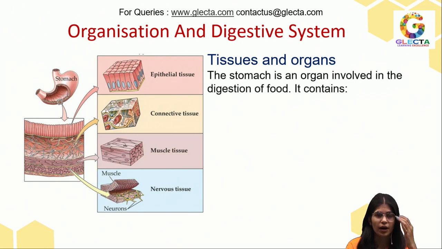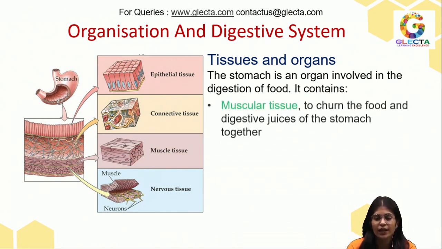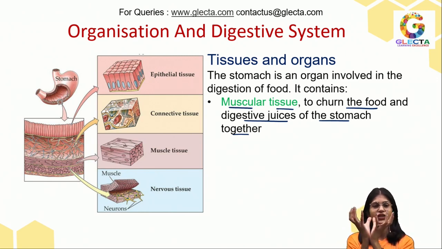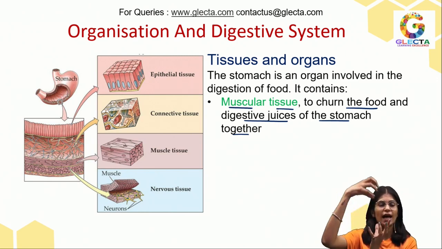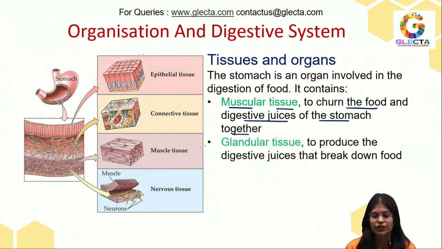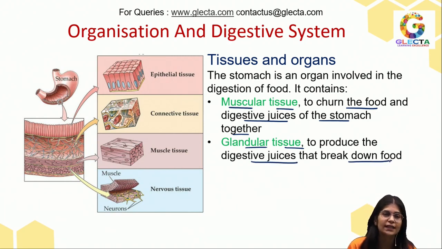Now coming to the stomach, because that's what this chapter is going to talk about majorly, you guys ought to understand the organization in the stomach. In the stomach there are muscular tissues to churn the food and digestive juices together. What they're saying is, if this is the container, that is your stomach, the food and the digestive juices are here, muscular tissues contract and relax to churn it, to mix those two substances properly together so that the digestion can start. Moving to the glandular tissues, they produce digestive juices that break down the food, for example HCl and pepsin.